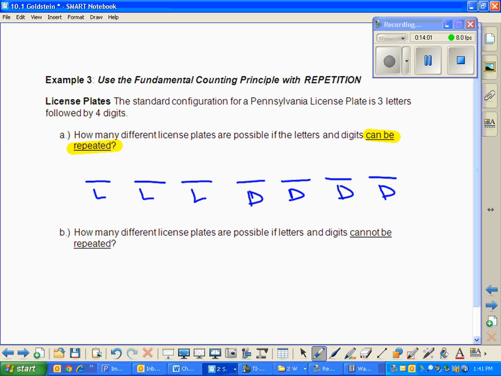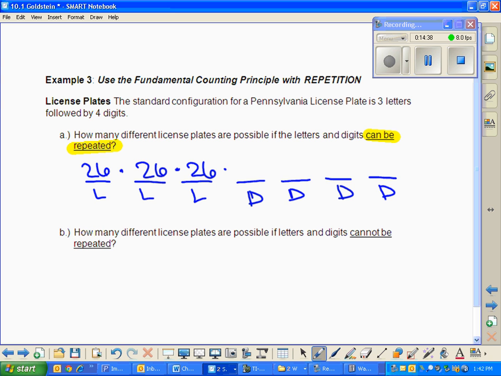They're asking us how many different license plates are possible in Pennsylvania if we are allowed to repeat letters throughout one license plate. So think about this for a second. How many options do we have for this first letter spot? 26. How many letters do we have for the second? 26, because we can repeat, so we can pick the same letter twice. And then the third one is also going to be 26 again, right?